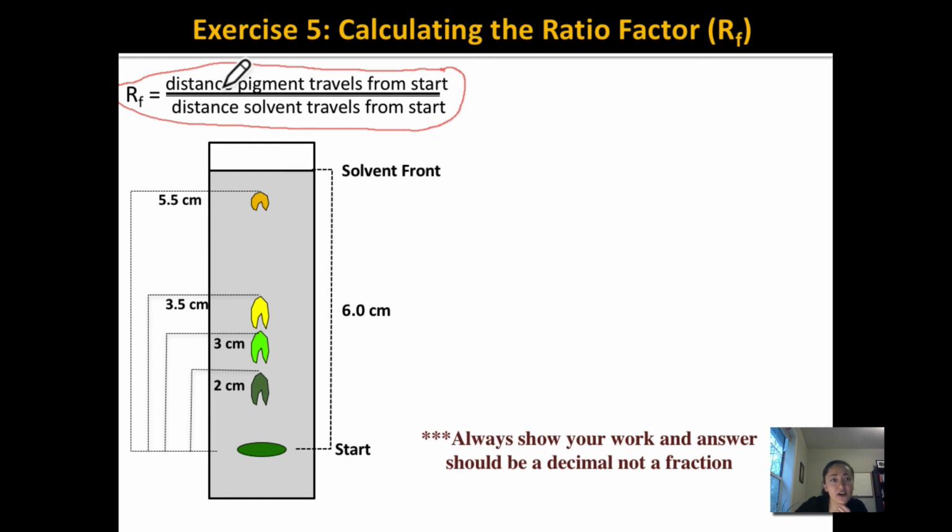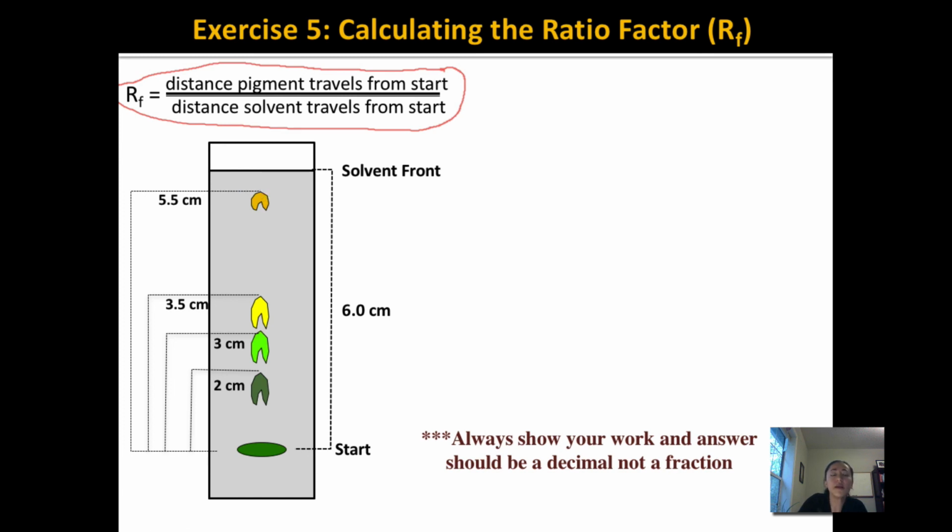So how do we calculate the RF? Well, each pigment will have a different RF. Here we can see that there are 4 pigments: 1, 2, 3, 4. And you can also see where the start is. The start is where the plant extract was first applied. To calculate RF, you take the distance the pigment traveled from start and divide that by the distance the solvent traveled, which was that clear liquid. The clear liquid is usually going to travel the furthest, and you can see that up here. There's the solvent front, and that's how far the solvent went.